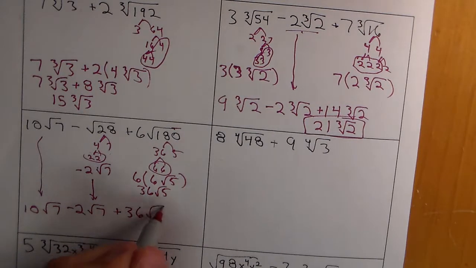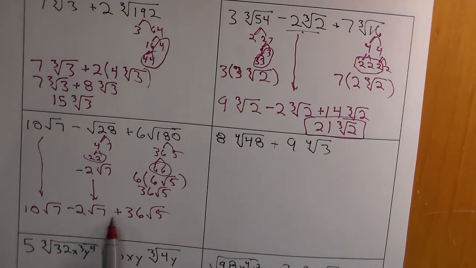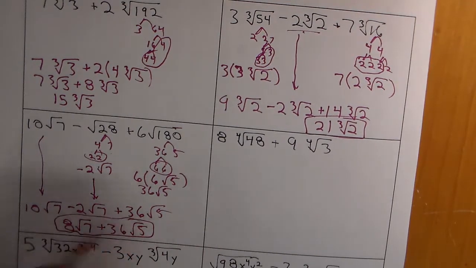When I bring that down, now I can combine the terms together. 10 root 7 minus 2 root 7 gives me 8 root 7. Root 5 and root 7 don't match, so I just write them separately as 8 root 7, 36 root 5.